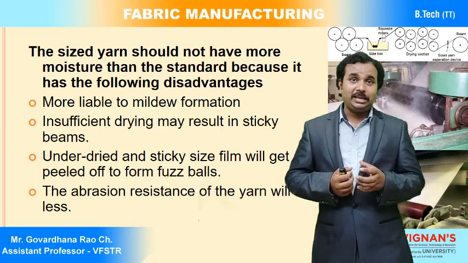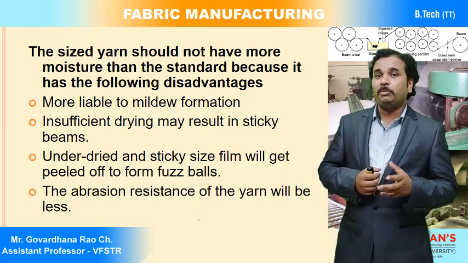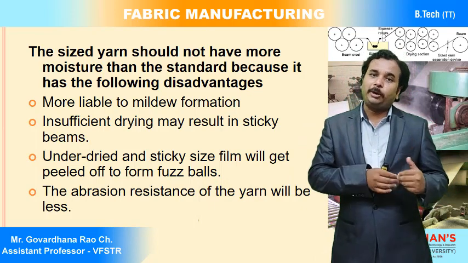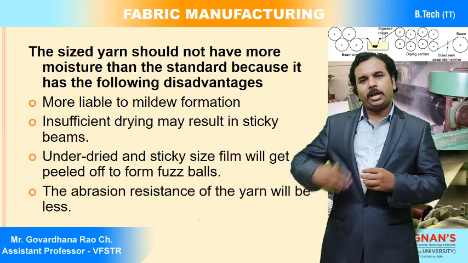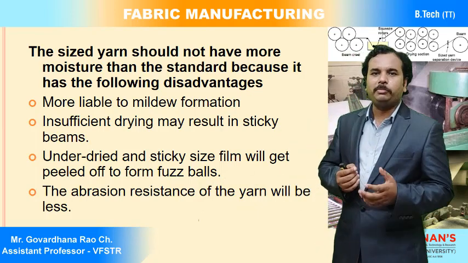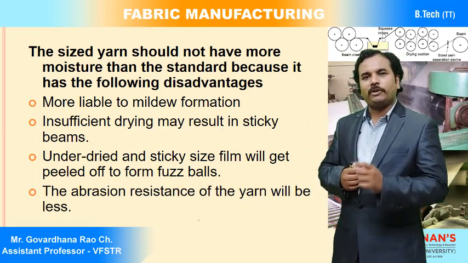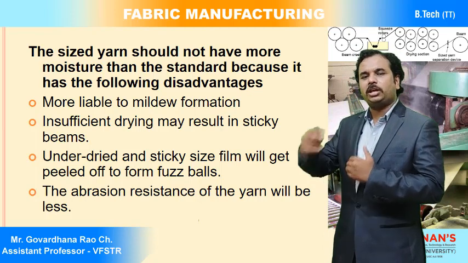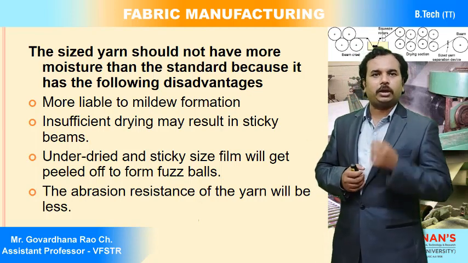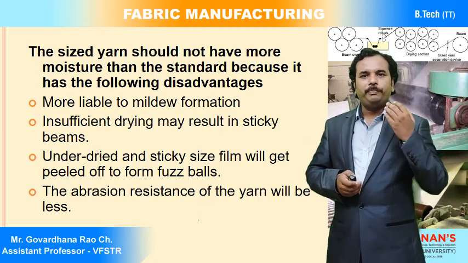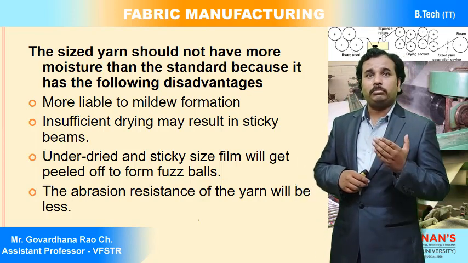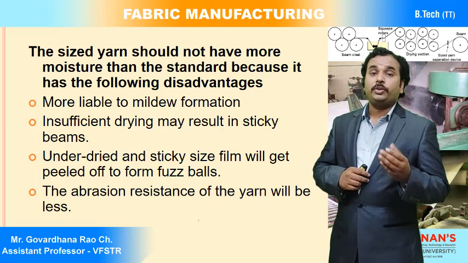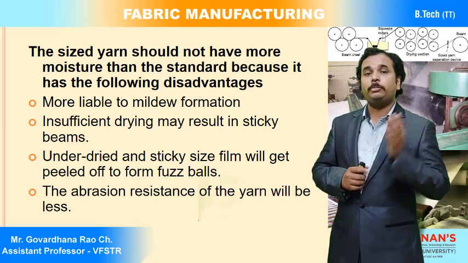So insufficient drying may result in sticky beams also. If it is not dried properly, the warp sheet is wound into the beam layer by layer, so there may be chances of the ends sticking together between the layers of the beam. So that is why we require sufficient moisture content in the yarn. It should not be too high or too low.